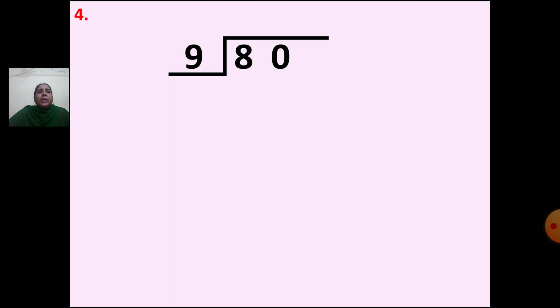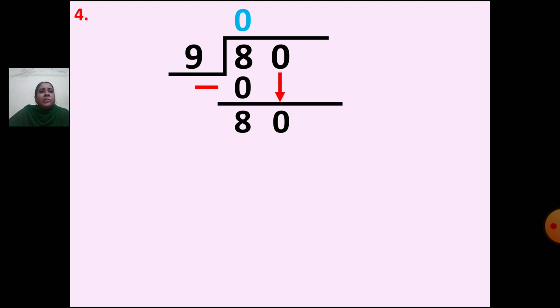You can take 9 zeros are 0. 0 is less than 8, right? So up you will write 0. And down below 8, what are you going to write? 0. Now after writing 0 you are going to put the sign of minus. Now you will draw one line. Now you have to do subtraction. 8 minus 0, what will come? 8 only, right? Now you will draw one arrow mark, and what are you going to bring down? 0. Now you got 80.